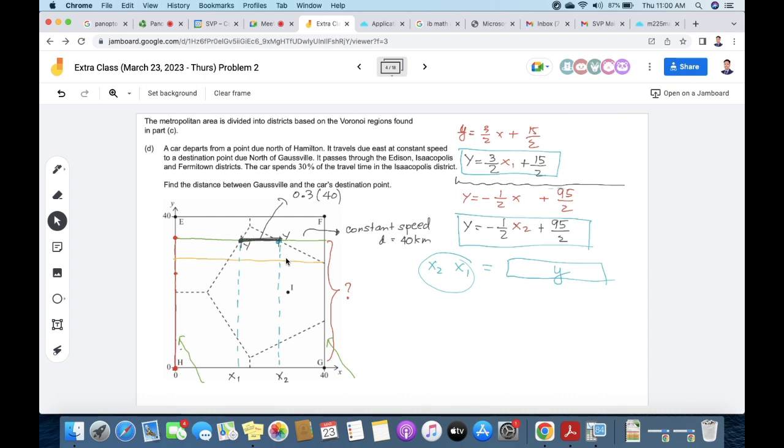All right? And 30% of 40 is equal to 12 kilometers. So this must be 12 kilometers then. Okay? However, we need to come up with an equation that shows x sub 1 and x sub 2. So how can we make use of x sub 1 and x sub 2 and then 12 kilometers? Or how do we find this distance here using x sub 1 and x sub 2?